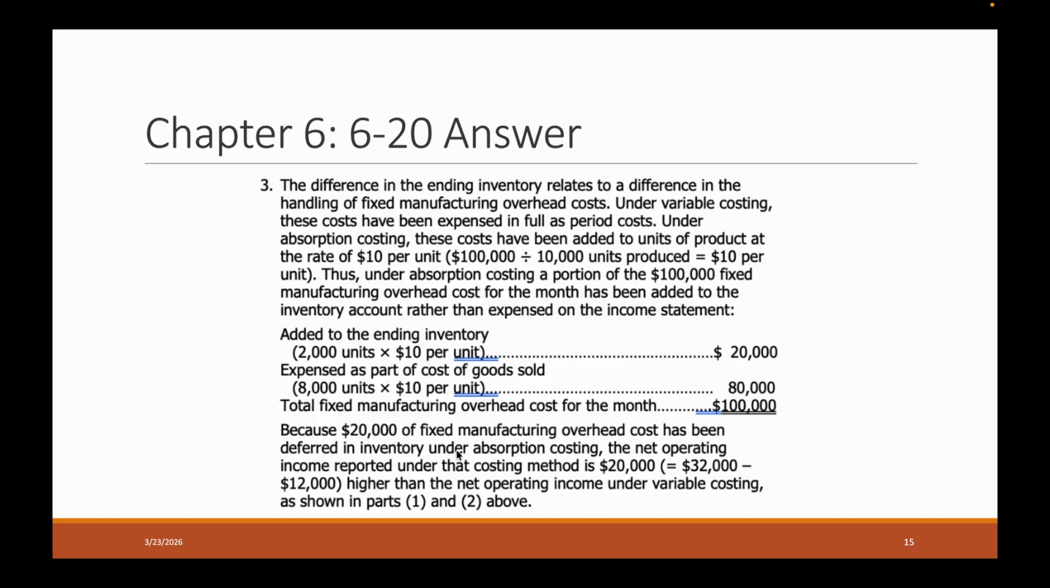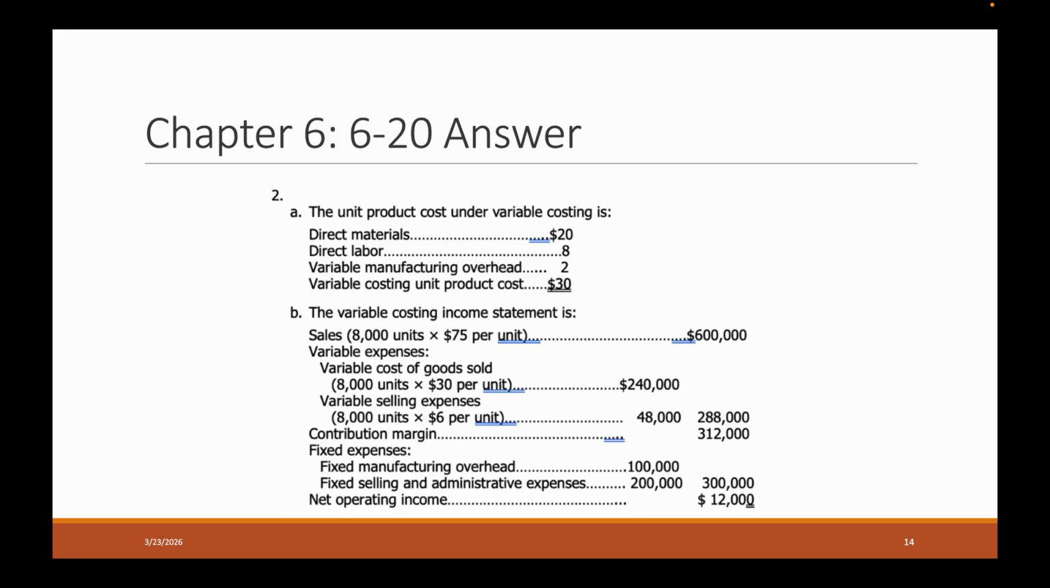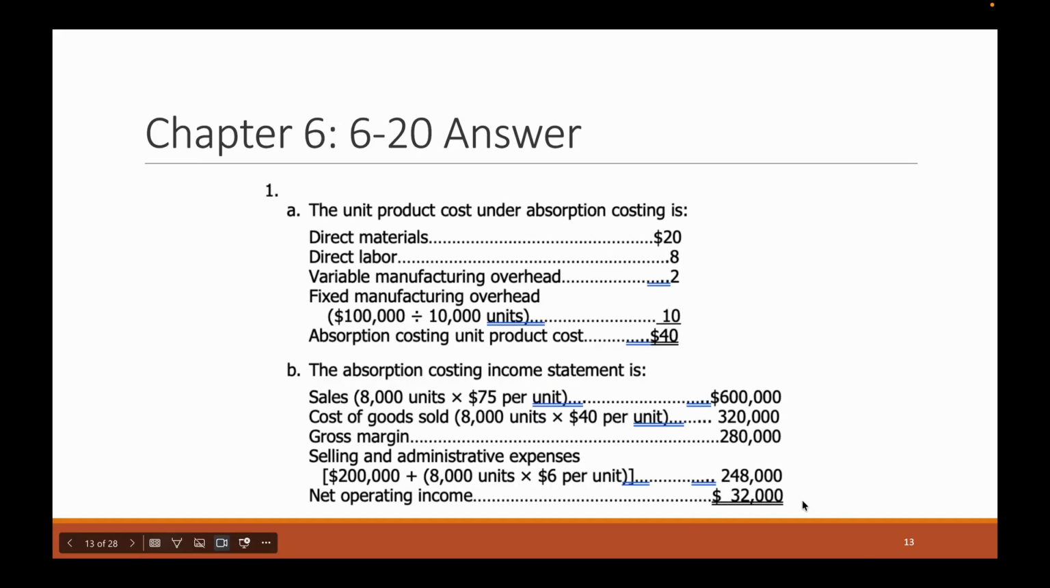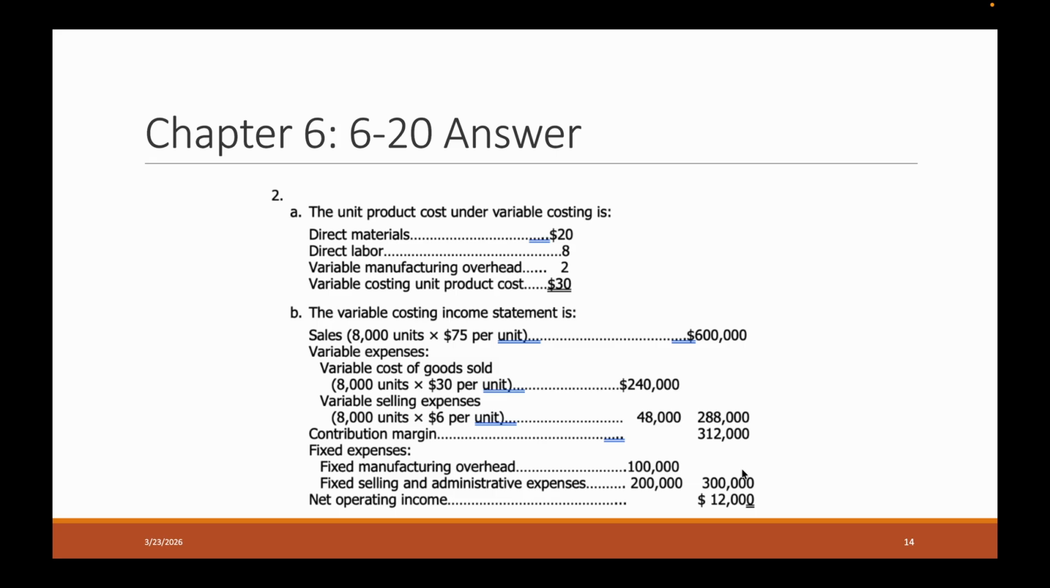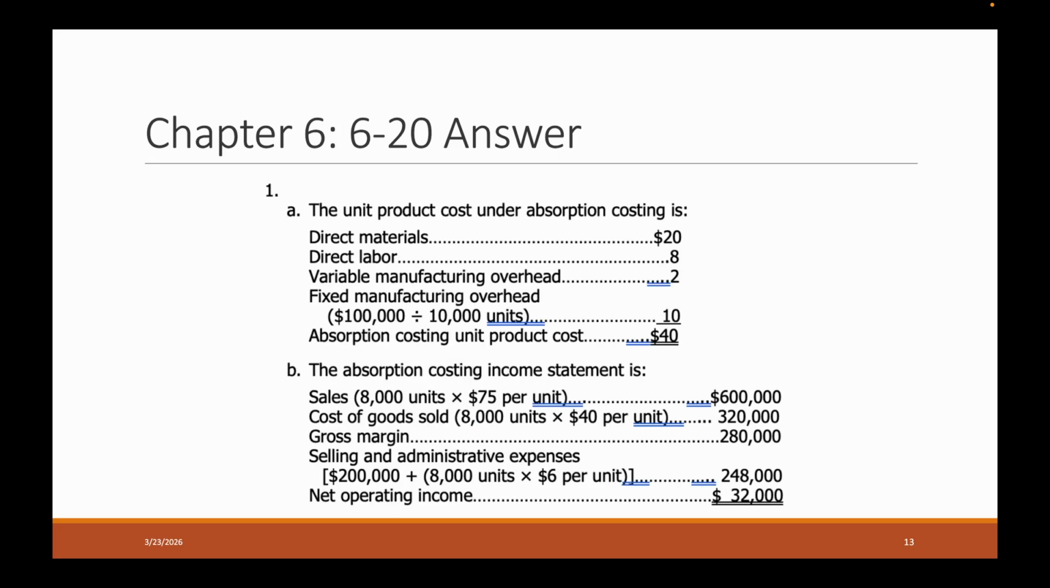Because $20,000 of the fixed manufacturing overhead cost has been deferred in inventory under absorption costing, as I just explained, the net operating income under that costing method is $20,000 higher than under variable costing, as shown in parts 1 and 2 above. Hopefully that makes sense. Make sure you review which method can be more beneficial to the company, and which costing method they might choose based on the net operating income they want to show at the end of the month. There can be quite a difference, and it can be a little tricky to calculate why, but it's all about the fixed manufacturing overhead and when it's being expensed.